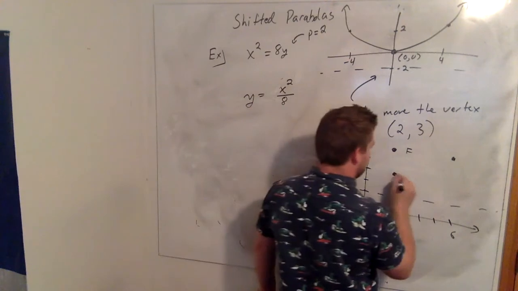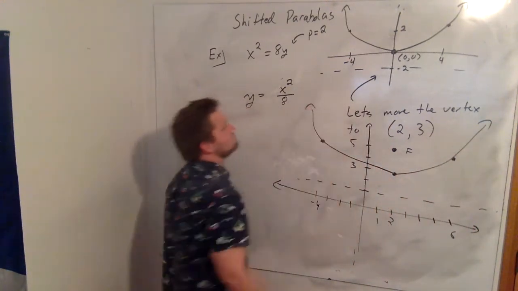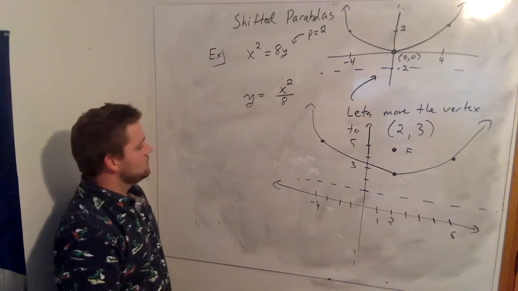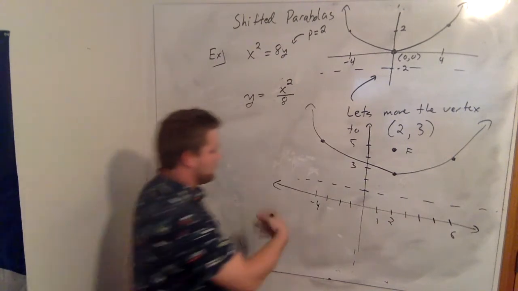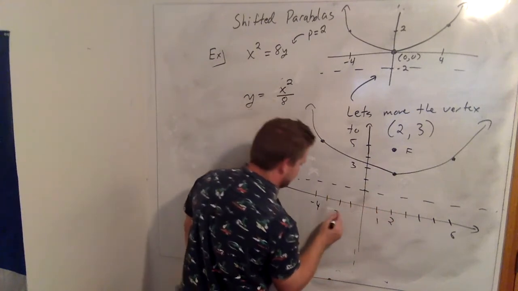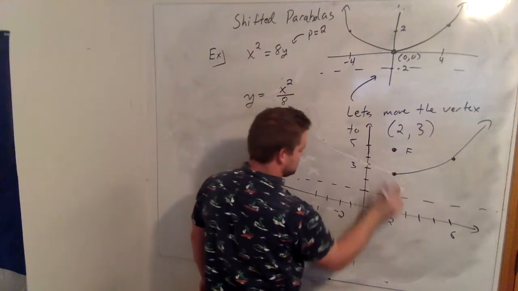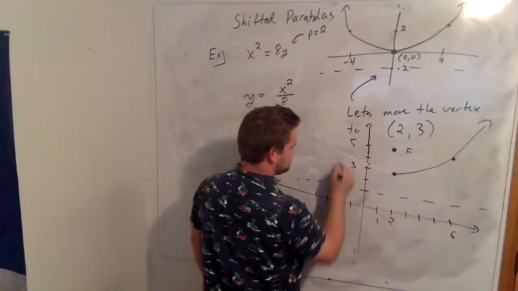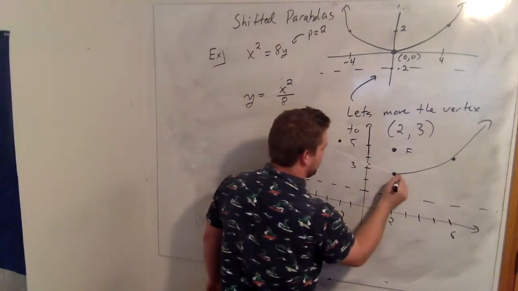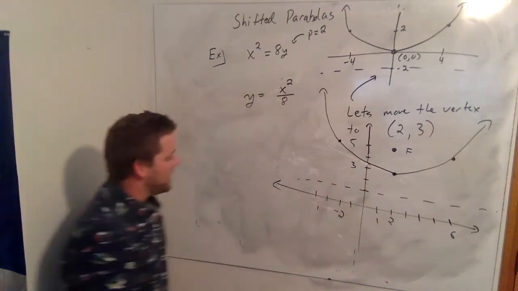So here's our shifted parabola. I want to go over 4 units. 1, 2, 3, 4. I should be at negative 2. Okay, here we go. There we go. That's better. So here's our shifted parabola.